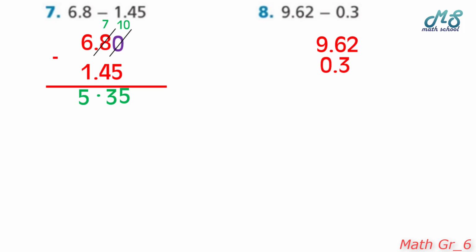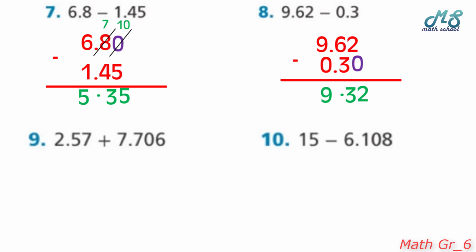Next example, the same. 9.62 minus 0.3. Two decimal places, one decimal place. So before subtracting, you have to equate the decimal places. Don't forget this point, it's very important. Now we can subtract directly. 2 minus 0 equals 2. 6 minus 3 equals 3. Bring down the decimal point and bring down 9. So we get 9.32.